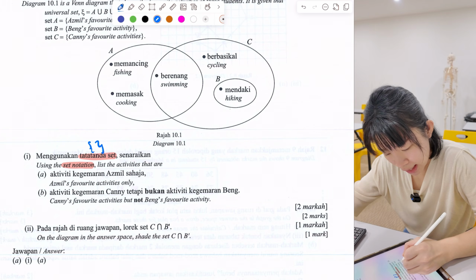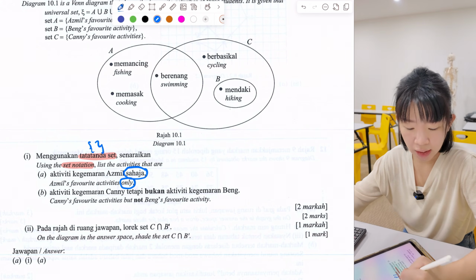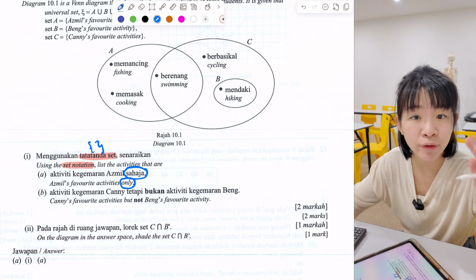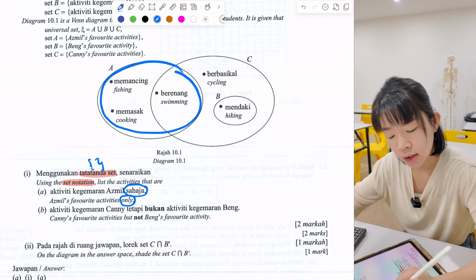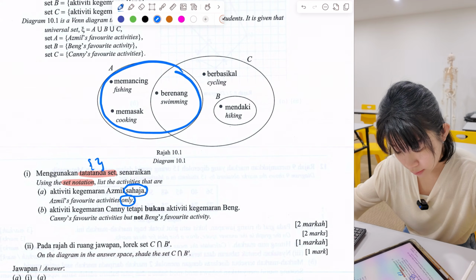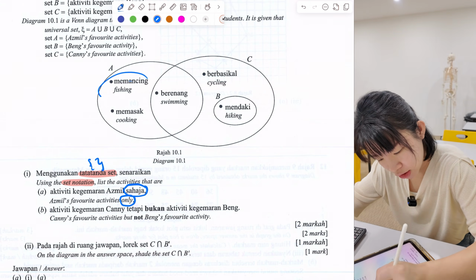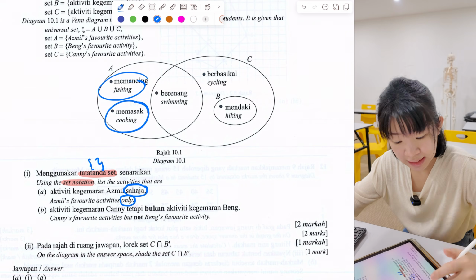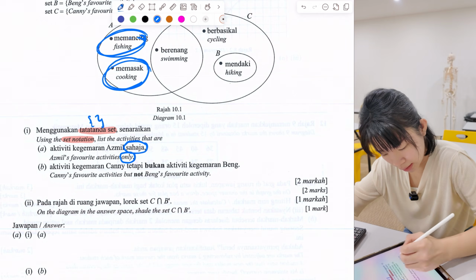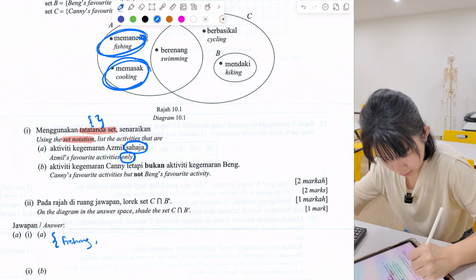Okay, so first, Azmil's favorite activity only. You see the word sahaja. Only means do not intersect with any other set. Okay, Azmil is this one. So the favorite activity for Azmil only, which is fishing and cooking. Only means cannot have any other set in it. So it's only fishing, cooking. So you have to put curly brackets: fishing, cooking.